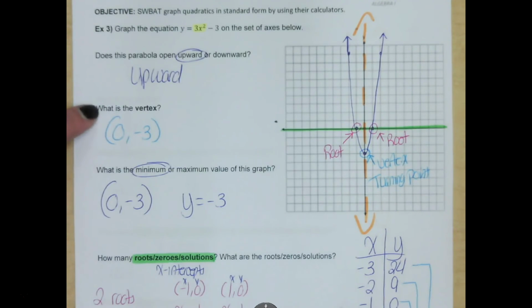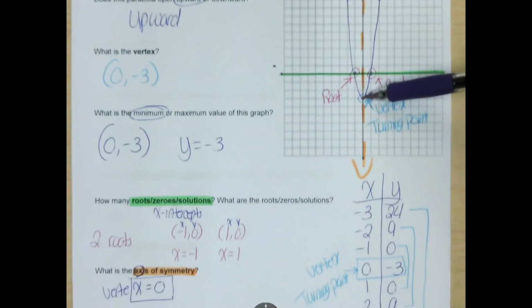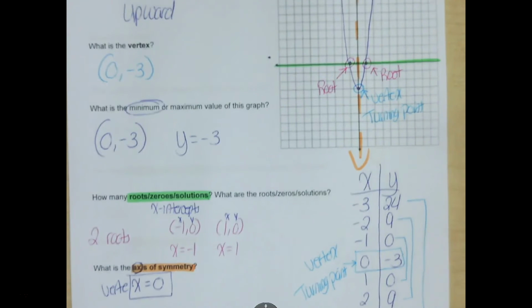So again, what is the vertex? x equals 0, y equals negative 3. I could have found that by looking at the graph or just by looking at my XY table. Either way is up to you.